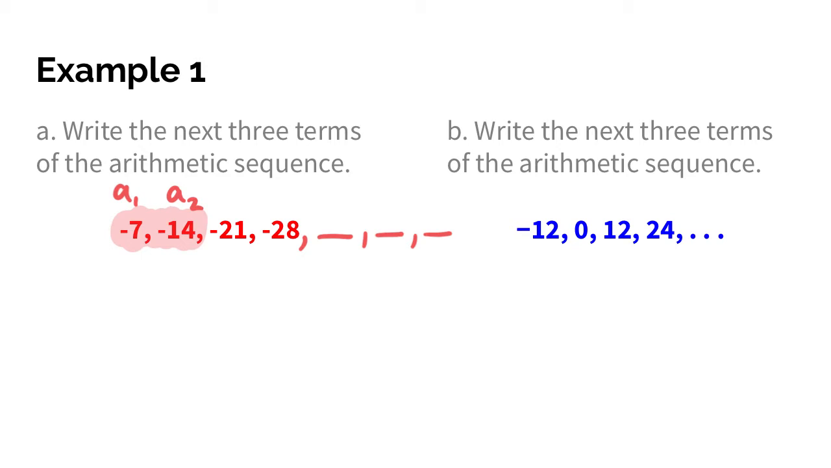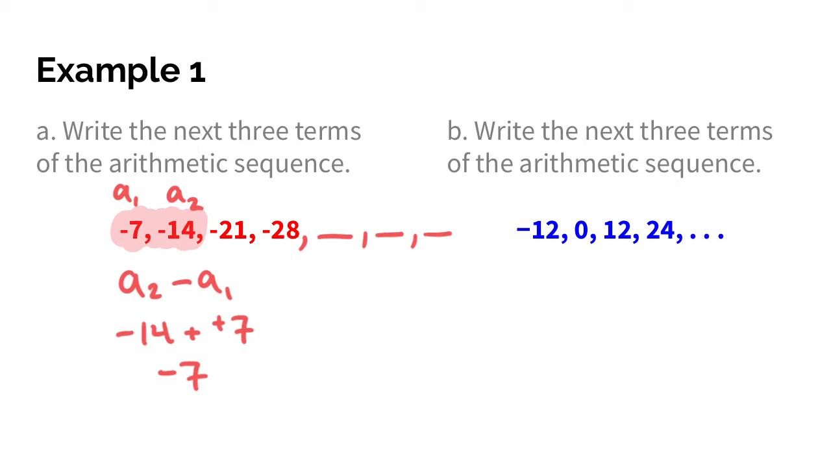If I want to find the common difference, what I'm going to do is take the first 2 terms and subtract them, okay? By subtracting here -14 minus -7, that's going to tell me what the common difference is. Now subtracting those, I should get -7. What -7 means is that it's going down 7 every single time.